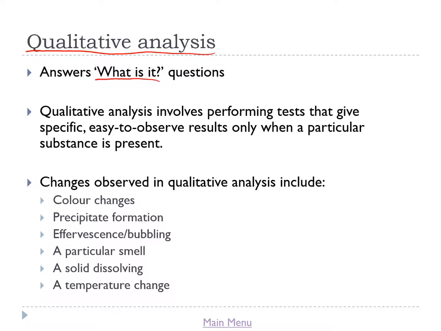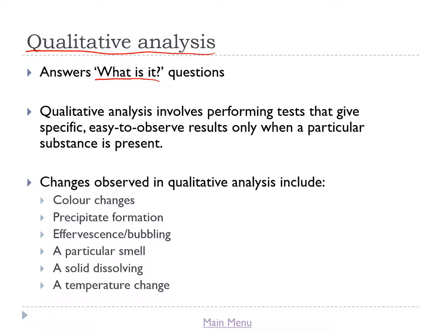And this is really important because chemists don't just need to know how much of whatever they've got. They need to know actually what they have got. You might have designed a reaction to make one thing, but unless you've done qualitative analysis on it, it might actually be something else entirely. So qualitative analysis tells chemists what they've got.